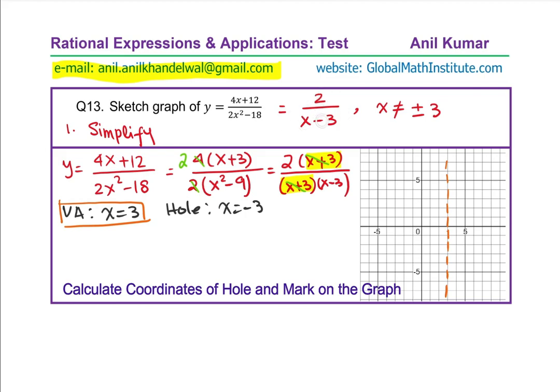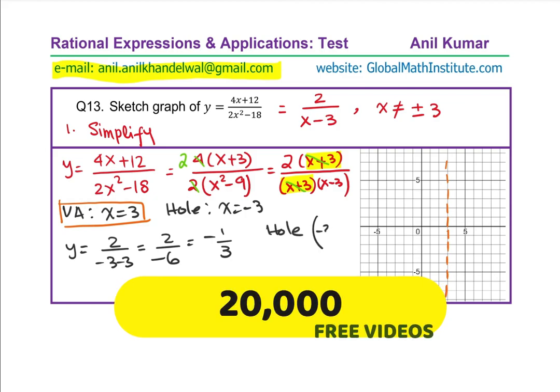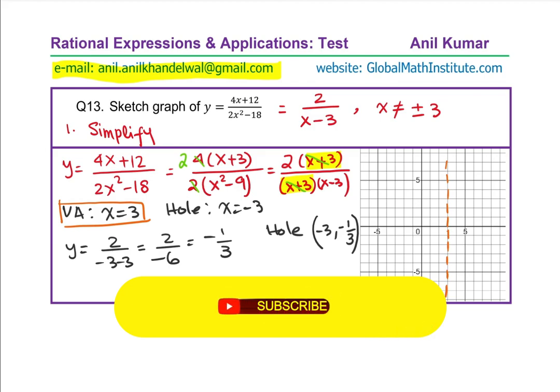So now, at minus 3, what's the value? Let us calculate the value at x equals minus 3. When you substitute minus 3 into y equals 2 over x minus 3, what do we get? It is 2 over minus 3 minus 3, which is 2 over minus 6, which simplifies to minus 1 over 3. So now we know exactly the coordinates of the hole. It is x value of minus 3 and y value of minus 1 over 3. Correct?